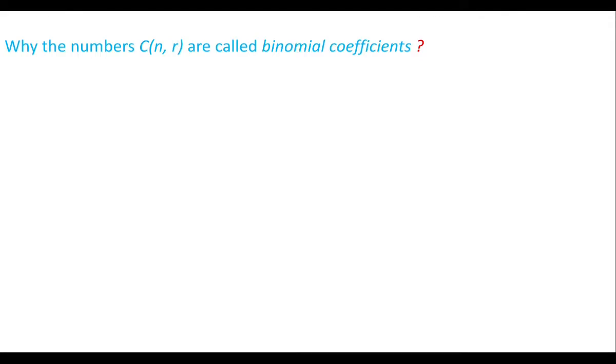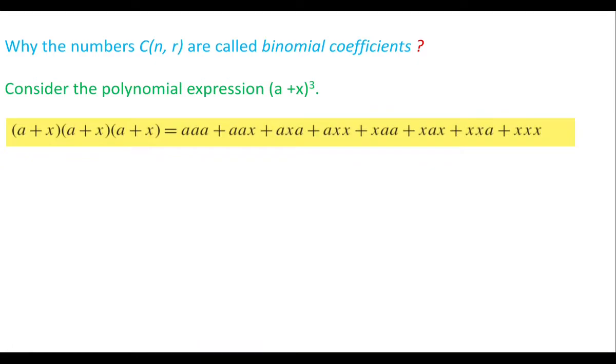To understand how the binomial coefficient comes into the picture, let us consider the following expressions. If you see (a plus x) cubed, you will see that there come 8 terms. So the first thing is, why 8 terms? Since there are 3 positions and each one has 2 choices, a or x, that's why it is 2 raised to the power 3. So this is the one question.